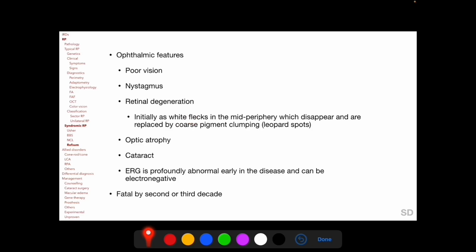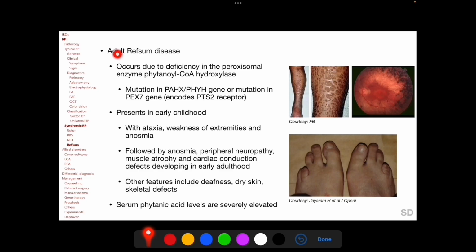course of the disease which later disappear and are replaced by coarse pigment clumping. Optic atrophy and cataract also occurs, and ERG is profoundly abnormal early in the disease. Infantile Refsum disease is fatal by second or third decade of life. Adult Refsum disease occurs due to deficiency in a peroxisomal enzyme and presents in early childhood with anosmia, ichthyosis, pigmented retinopathy, and shortened metacarpals and metatarsals, and serum phytanic acid levels are severely elevated in adult Refsum disease.